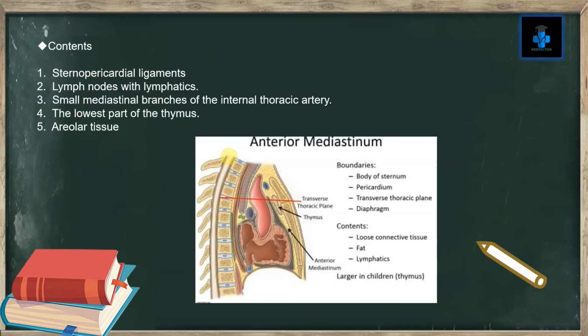We can observe the sternopericardial ligaments, lymph nodes and lymphatics, small mediastinal branches of the internal thoracic artery, and the lowest part of the thymus gland, and some areolar tissue, fat, etc. can be observed in the anterior mediastinum as contents.